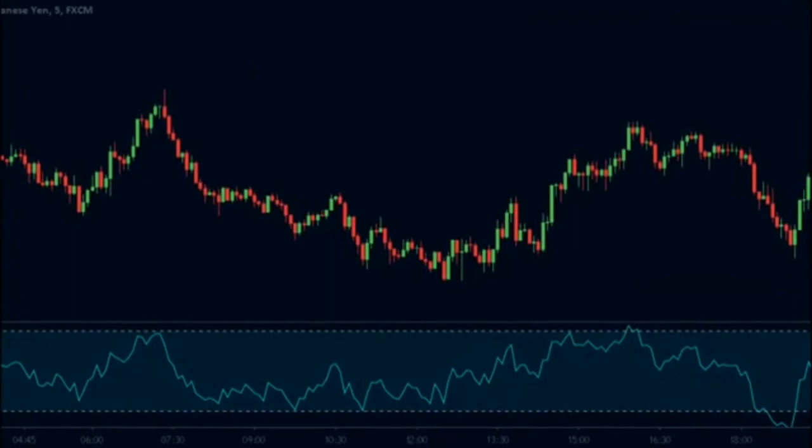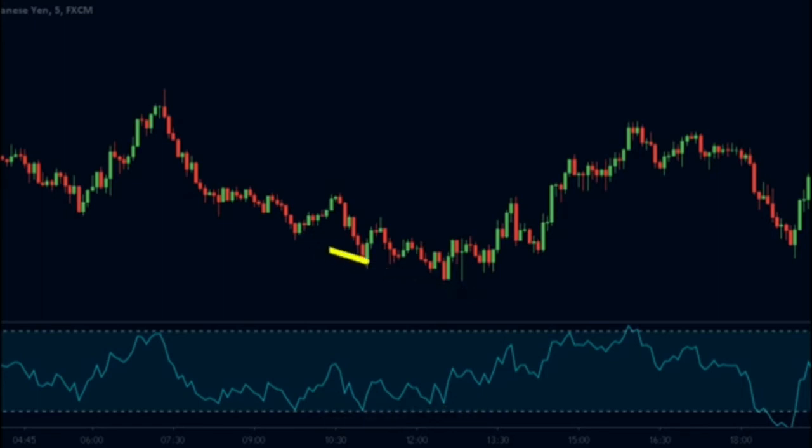Let us now look at a bullish divergence. Here we have the USD/JPY chart on a 5-minute time frame. The price is in a downtrend. It is continuously making lower lows and lower highs. But if we look at the RSI, we can see that the price made a lower low here. But the RSI made a higher low. This indicates a bullish divergence.